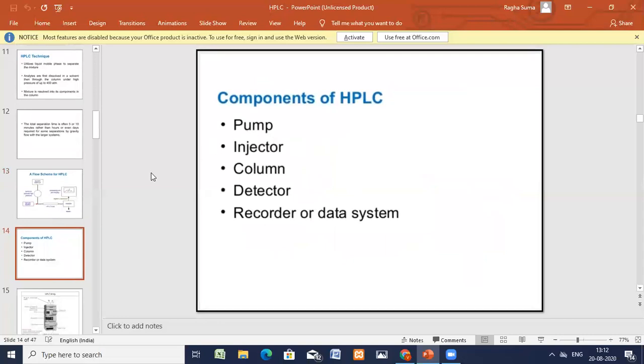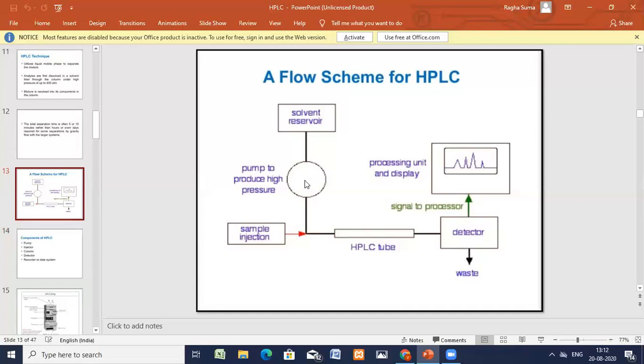The components that you have: the pump, which I told you gives high pressure. Here, the pump produces high pressure. Next, the injector. The components of this HPLC are the pump, the injector, and the next one is the column, detector, and recorder. These are the basic components, and which type of solvent we are taking. So this is the schematic diagram of the HPLC.